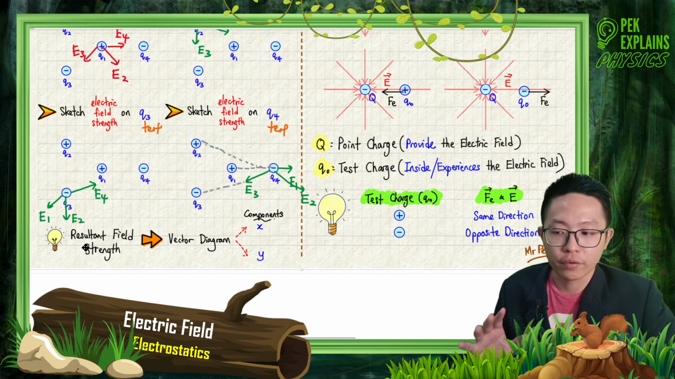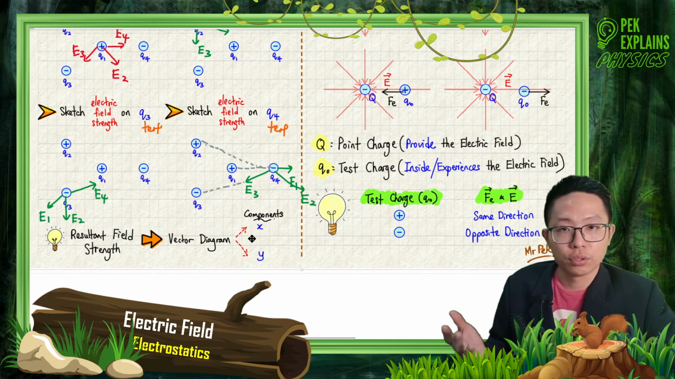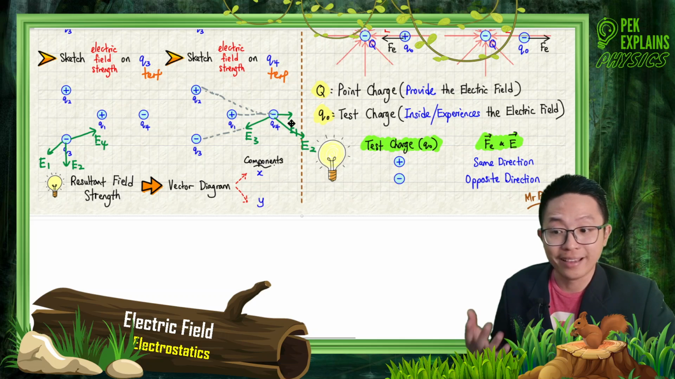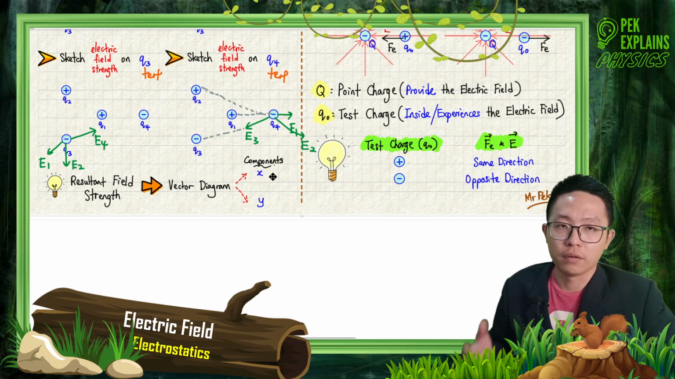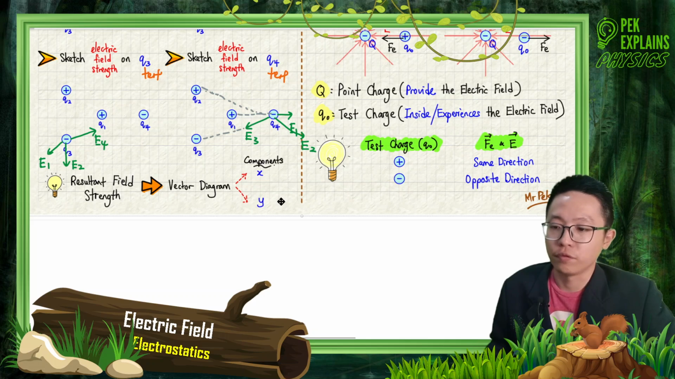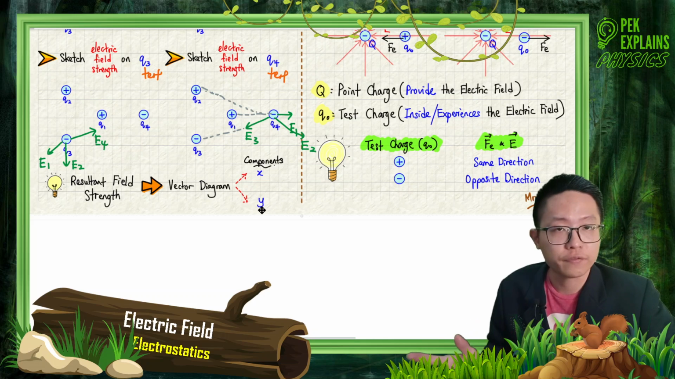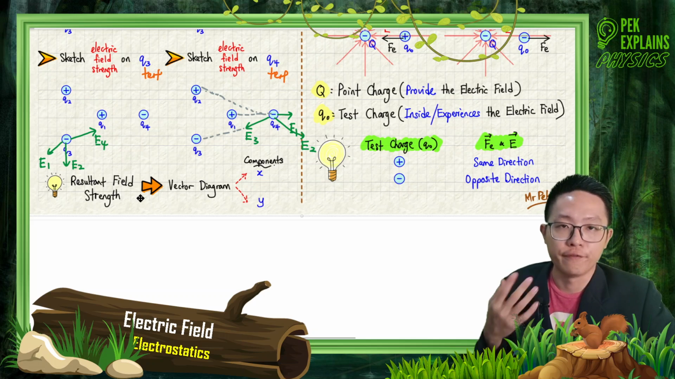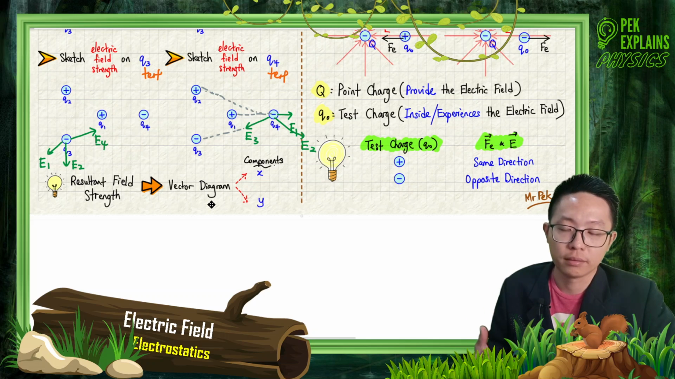At last, if you want to find the resultant, you do the usual: find the angles, resolve with cos theta and sin theta to get the X and Y components, put them into a table, use Pythagoras' theorem to find the magnitude, and tangent theta to find the direction. That's it for the resultant, because field strength is a vector. You need to use the vector method to find the resultant.